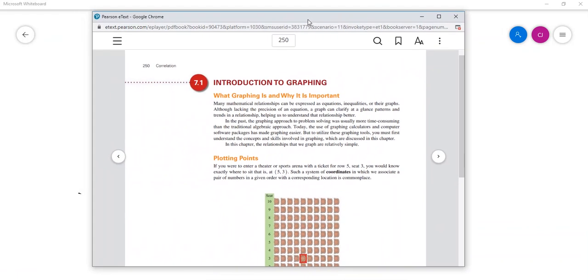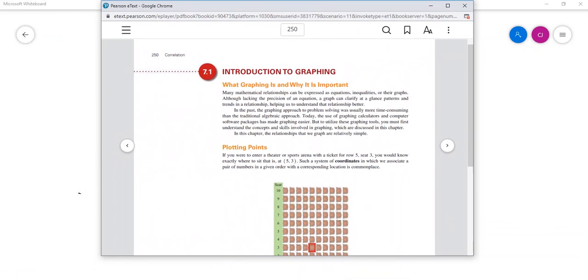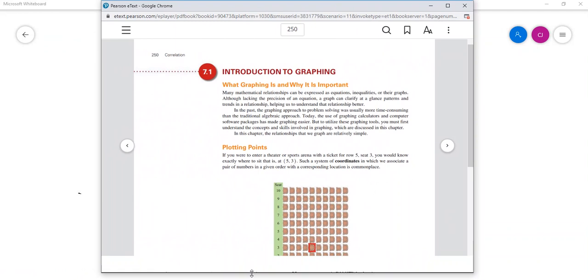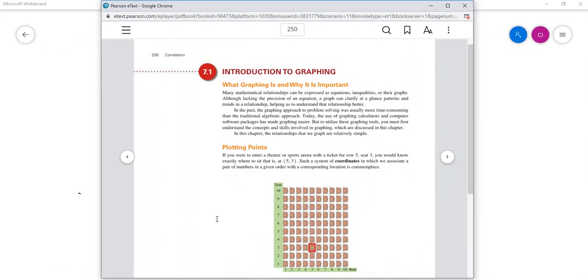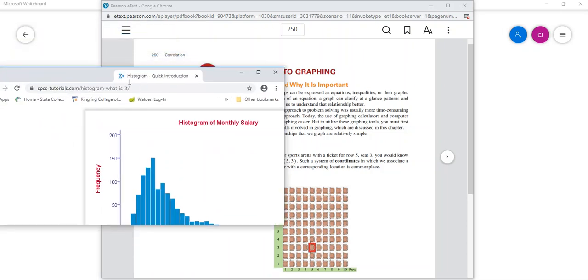If you go into your book, and I'm in the ebook right now, in chapter 7, you'll see Introduction to Graphing. Again, this is a topic that you probably had seen or talked about before, if you had algebra or even pre-algebra. And we're going to compare this to graphs and things we had looked at already.